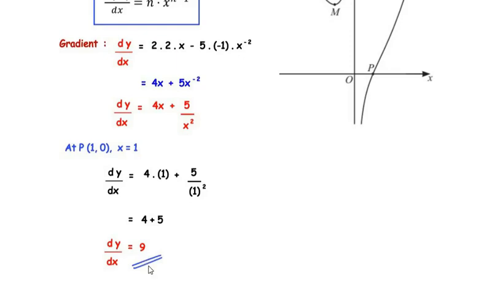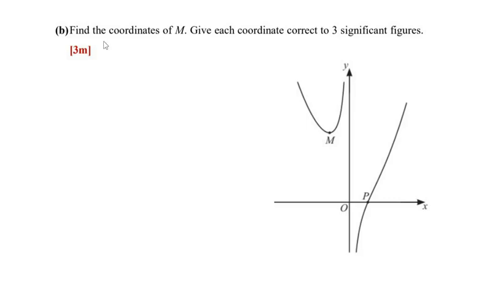Now let us move on to part B. Find the coordinates of M. Give each coordinate correct to 3 significant figures. Now here in the graph, we had been given the coordinates of point P as (1, 0). In this question, we have to find the coordinates of point M. And in the question, it was mentioned that M is a minimum point.